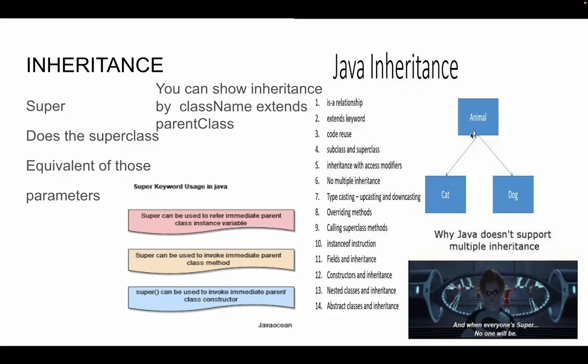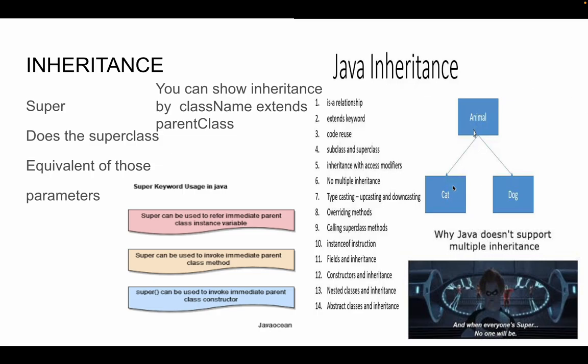So let's clarify this a little bit. Say animal has a get method, and cat has a set method. Cat has access to animal's get method along with its own set method. You don't have to rewrite all of the methods that you have in your parent class. It's automatically extended to your student class, or whatever you want to call it.